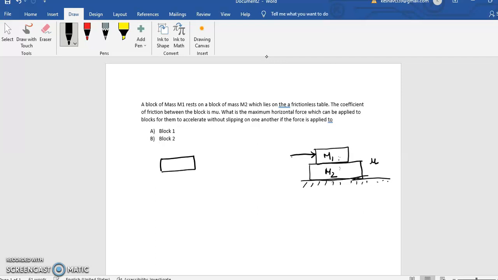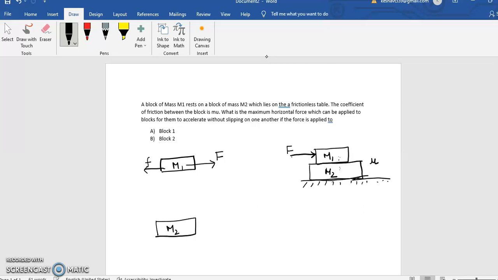So this is our M1, and suppose this is capital F. The external force that I apply on M1 is capital F. Now as there is a coefficient of friction mu between both blocks, and M1 will move in the forward direction relative to M2, M2 will provide it a frictional force in the backward direction, so this is small f. Now let me draw the free body diagram of M2.